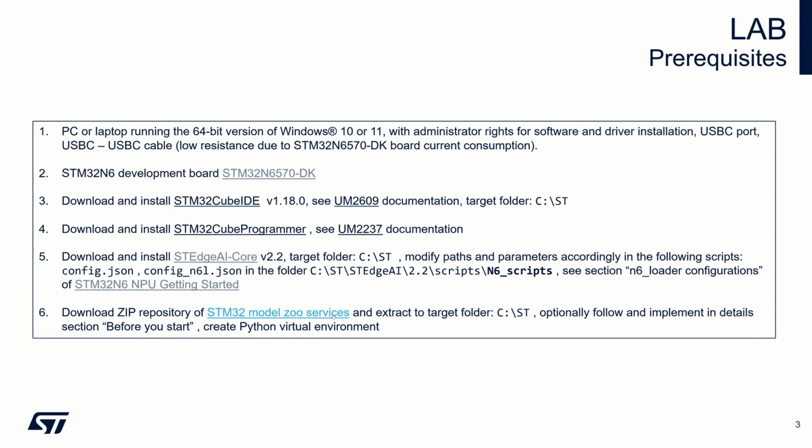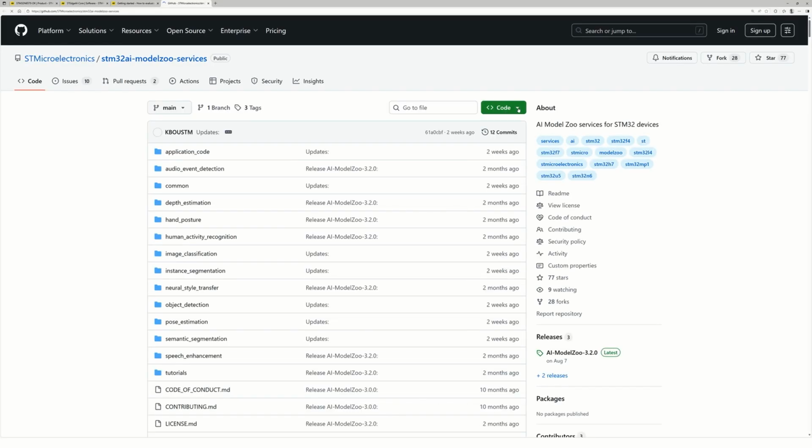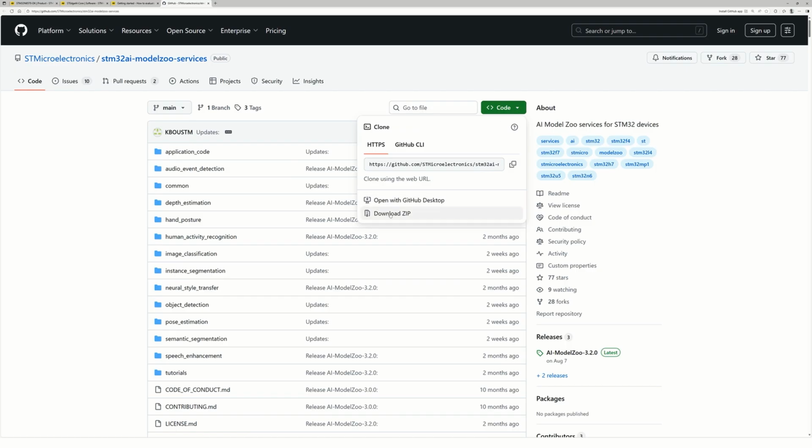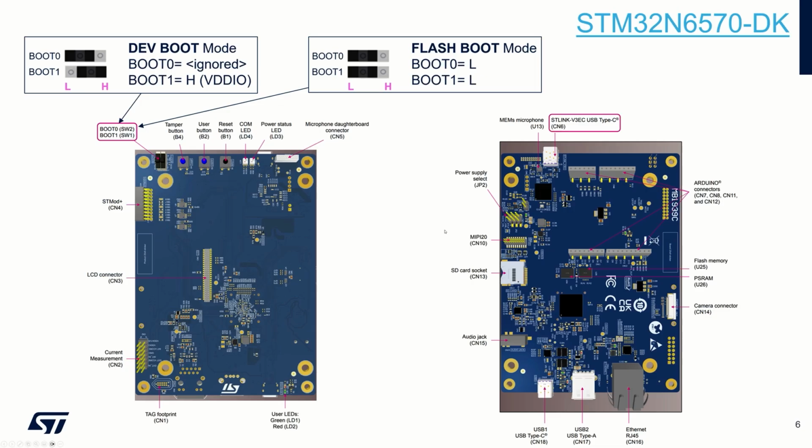So the landing page of the Model Zoo Services is here, and you can go to the code button and just download the zip, or if you prefer, you can clone the repository. Okay, we are done with the prerequisites.